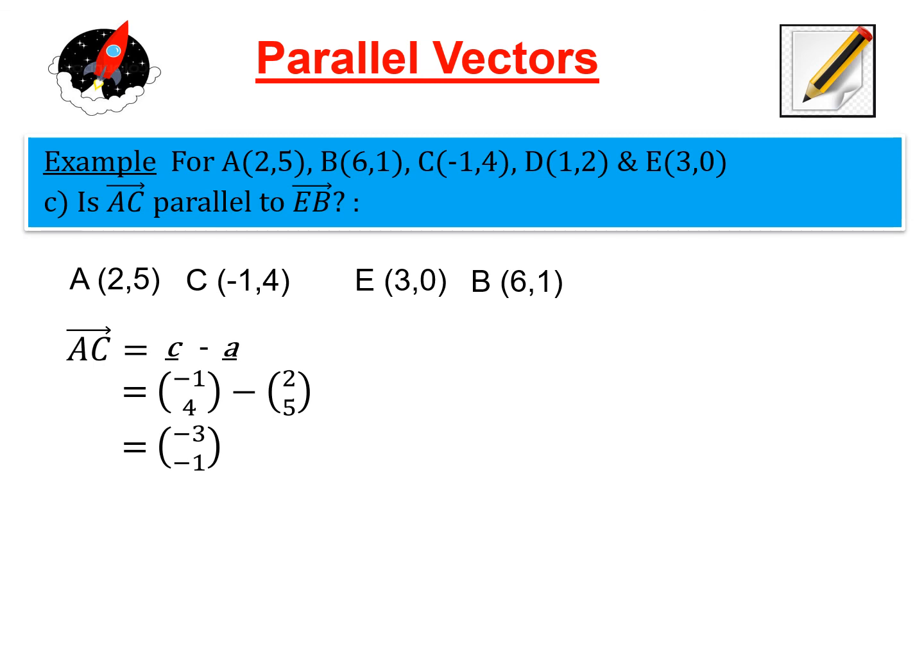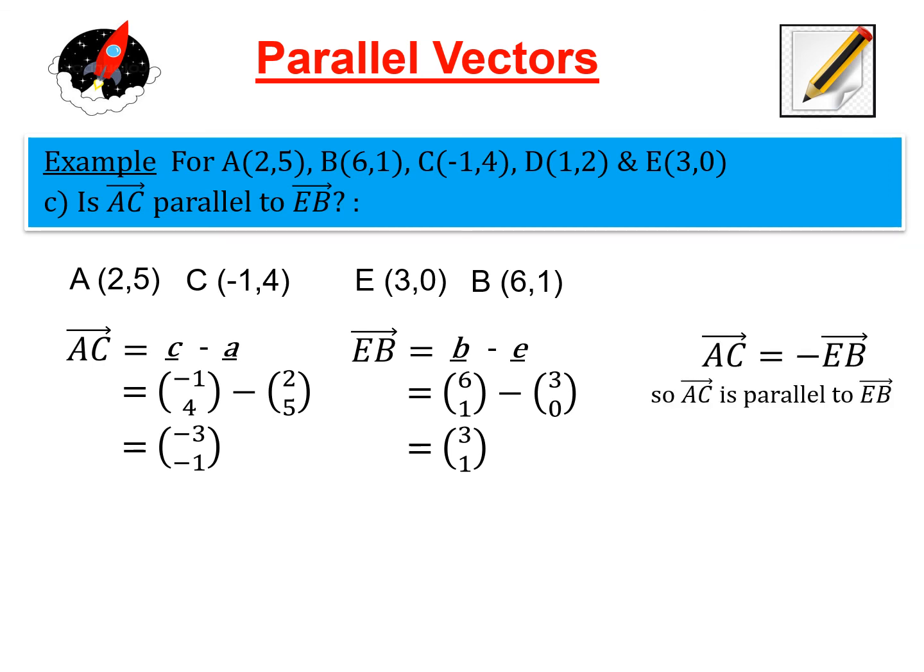We do the same for EB. So column vector B subtract column vector E. So (6, 1) subtract (3, 0), and we get (3, 1). So if we compare the vector for AC to the vector for EB, we can see that EB is the negative of AC. So it's the same idea again. Because they are the negative of each other, it's a multiple, so AC is parallel to EB.